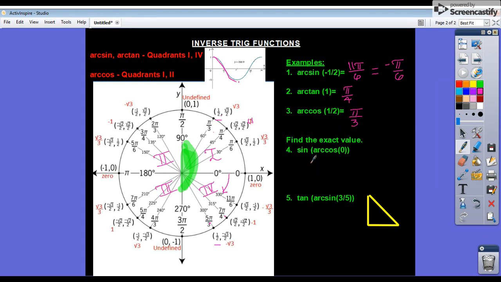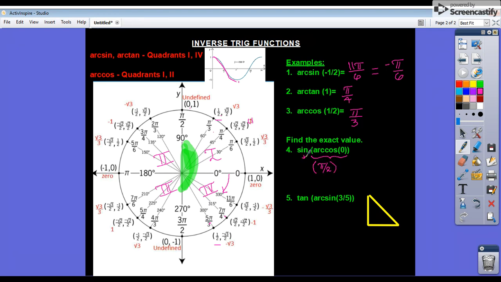You may see problems like this as well, and just make sure, for instance in example 4, that you work inside of the parentheses first. Don't take the whole problem on as a whole. It's the same thing we've been doing: the arccosine of 0, meaning I'm going to look for the angle where cosine is 0. Remember, inverse cosine is restricted to quadrants 1 and 2. From here to here, where does cosine equal 0? That would be at pi over 2.